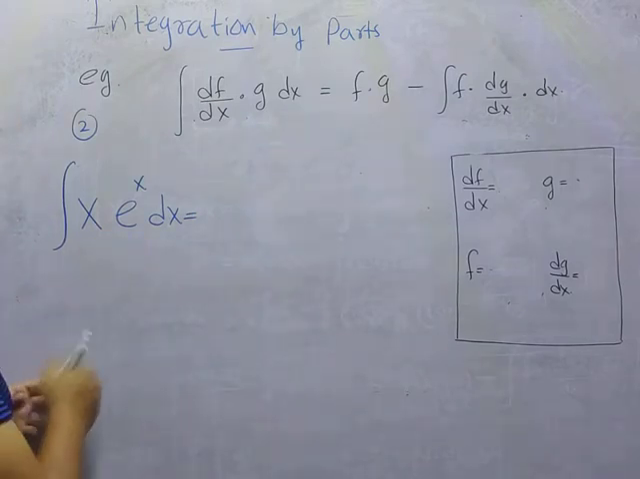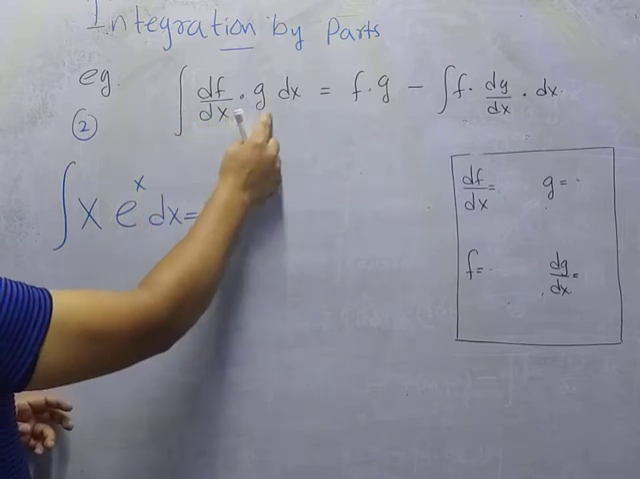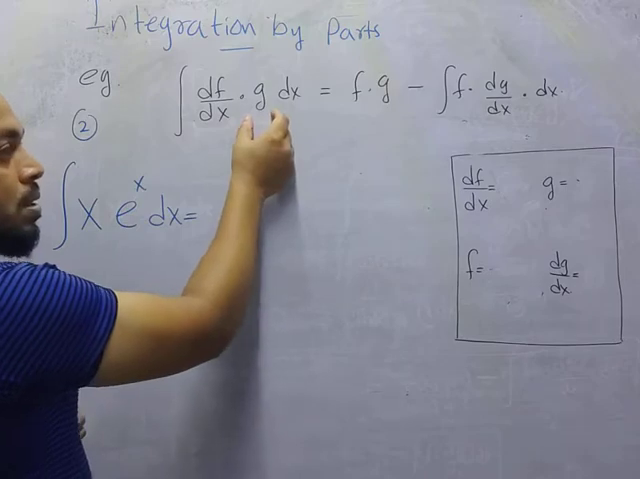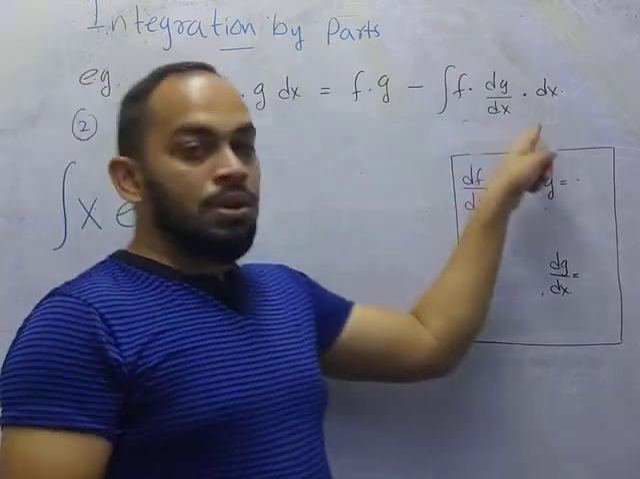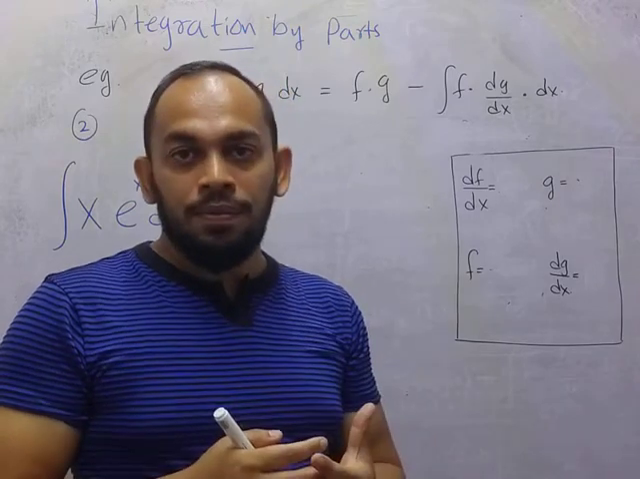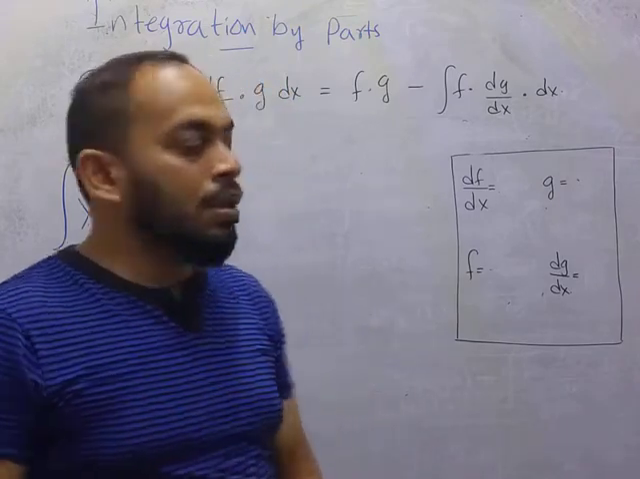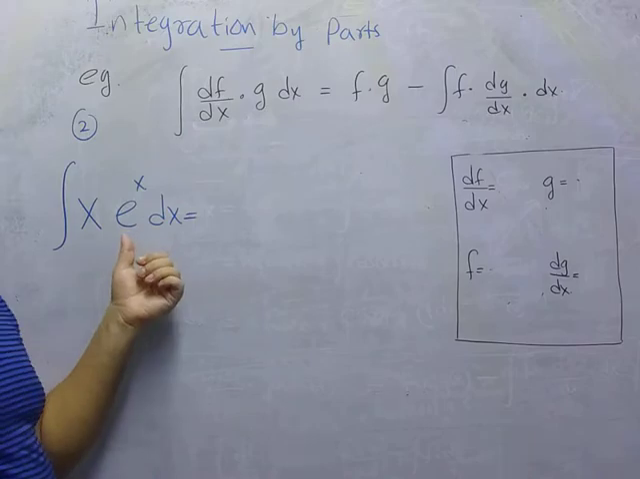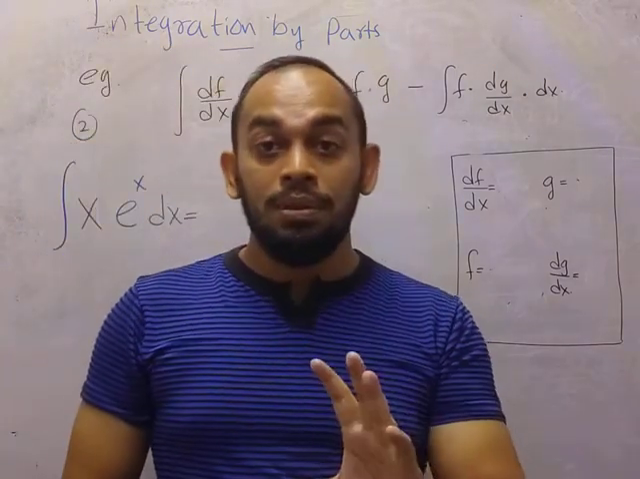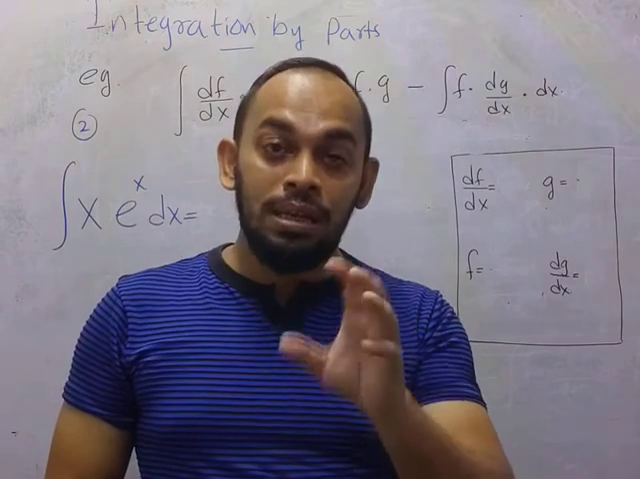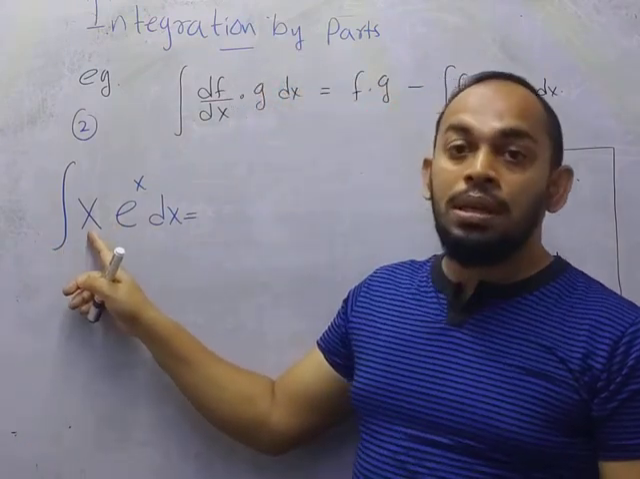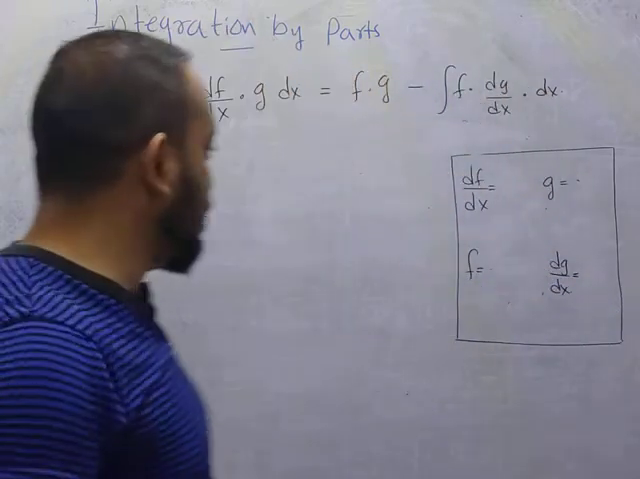Again a product. Now what to choose for df by dx, what to choose for g. Since whatever function you choose for g gets differentiated, it's easier to use a polynomial there. Now you can't do this all the time. You do it only if the second function is integrable.